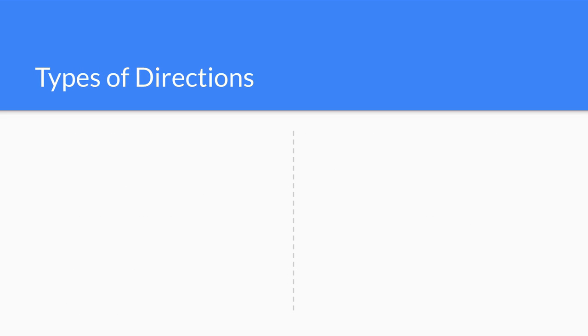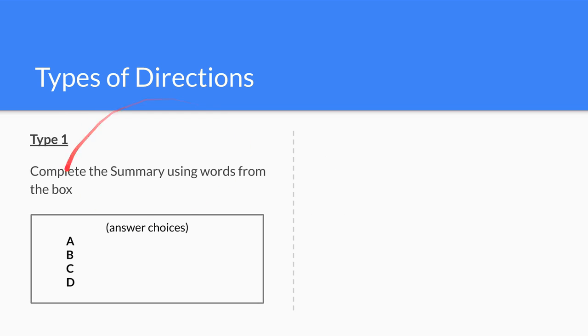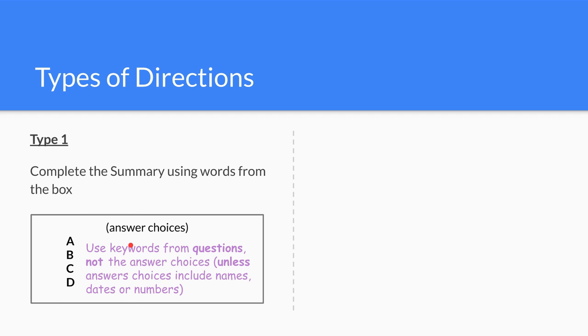So now let me show you what types of directions you can expect to see. There are 2 types. This is type number 1. In type 1, you might have answer choices in a box. Now here's what you need to note if you get answer choices.